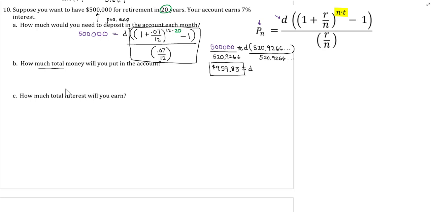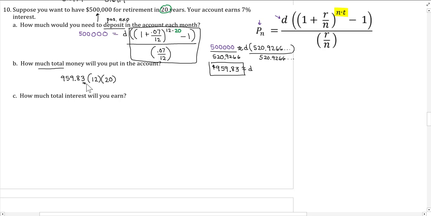Part B, how much total money will you put in the account? We're going to take our answer from A because that's actually the deposit. And I'm going to take that answer and multiply it by how many times I added that to my account. So I did it every month, or 12 times for 20 years. So I'm going to basically multiply that answer. And this is where you will want to clear out your calculator. Make sure that you have it with the cents.